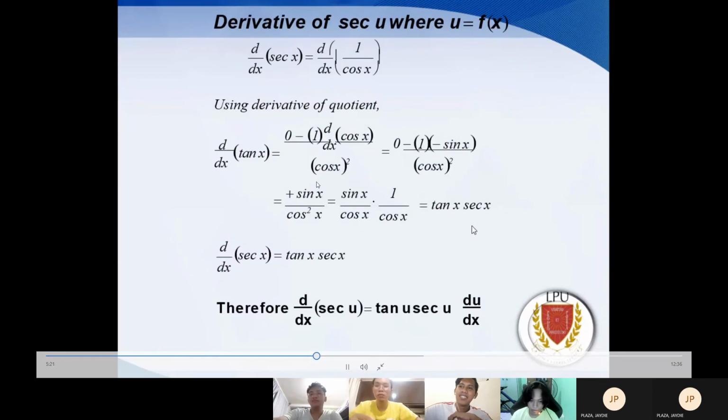For the secant, we still have the same derivation using 1 over cosine and using the derivative of a quotient. Applying the formula of v du minus u dv all over v squared to this given, you will arrive at the answer of tangent x secant x. And therefore, the derivative of secant u with respect to x is equal to tangent u secant u du over dx.